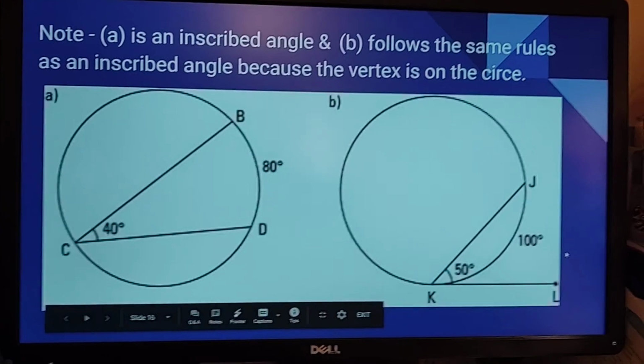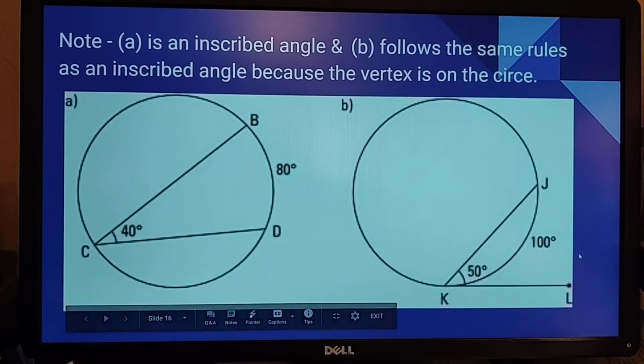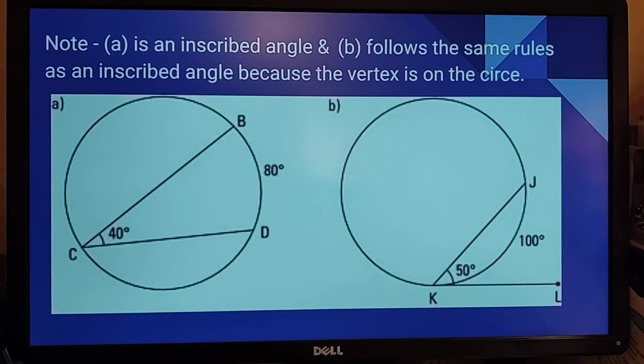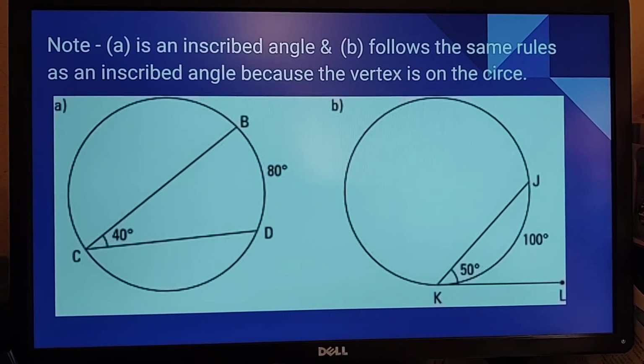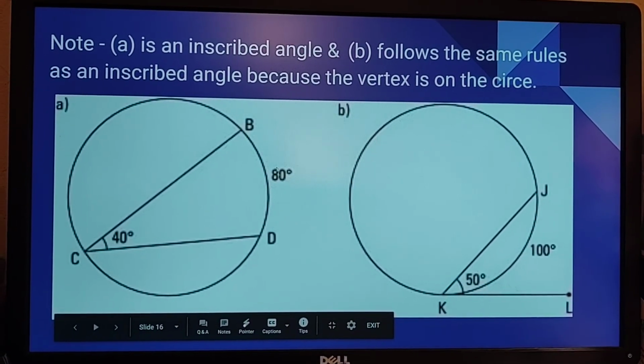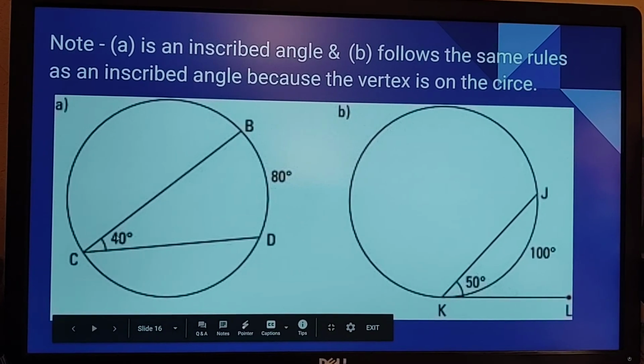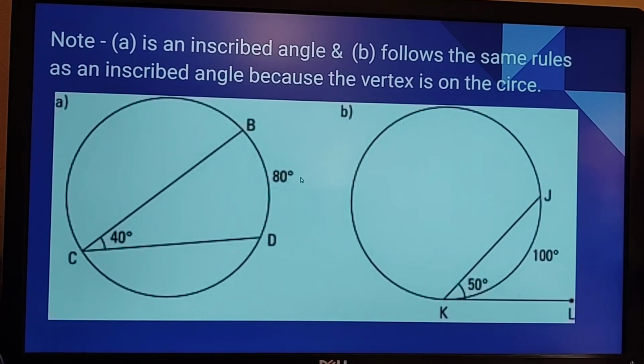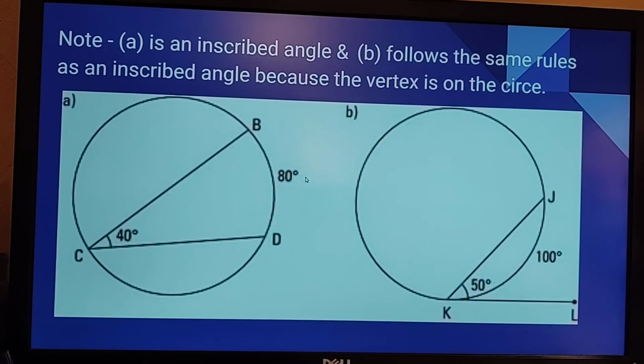I also wanted you to take a quick look at a problem like this, because I don't want you to confuse it with any of the types. A classic example of an inscribed angle. This is 40 degrees, this is 80 degrees. So the angle is half the arc, or the arc is double the angle. You could think of it either way.